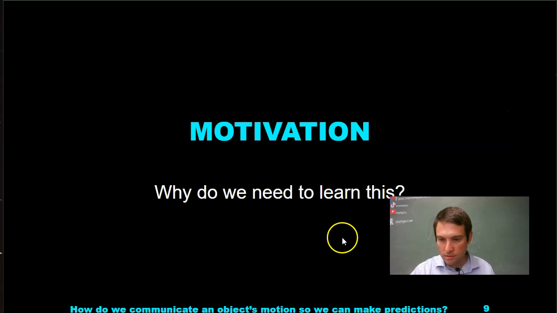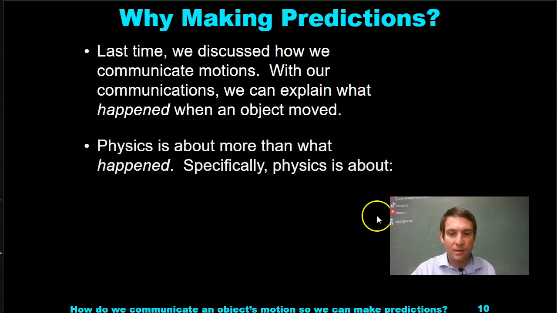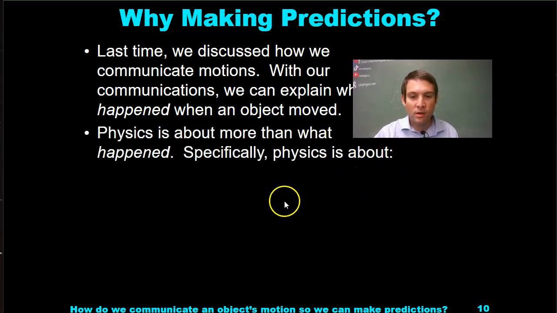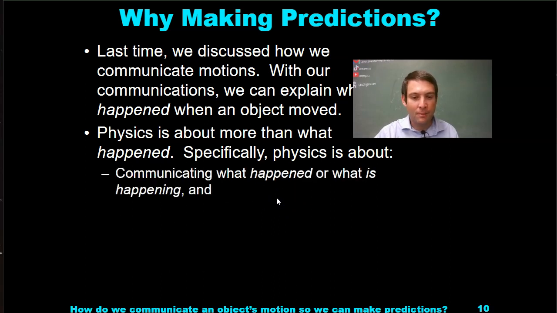Why do we care? Last time we discussed how we communicate motions. With our communications, we can explain what happened when an object moved. Physics is about more than what happened. Specifically, physics is about communicating what happened, or is happening, and being able to predict what will happen.